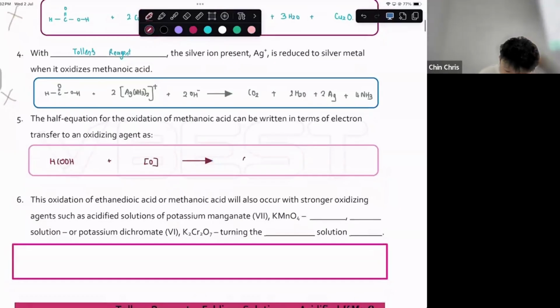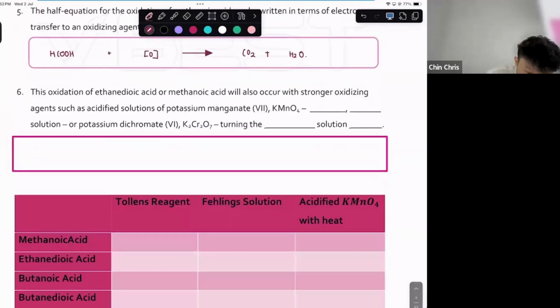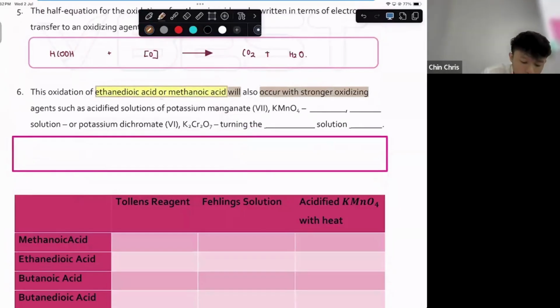Okay, what does it turn into? CO2 plus H2O. Alright, guys, lastly, if you use a stronger oxidizing agent, highlight the words ethanedioic acid or methanoic acid. A stronger oxidizing agent here, such as KMnO4. So, guys, KMnO4, what's the color change? Purple to colorless, correct. Dichromate, orange solution turns green, right?